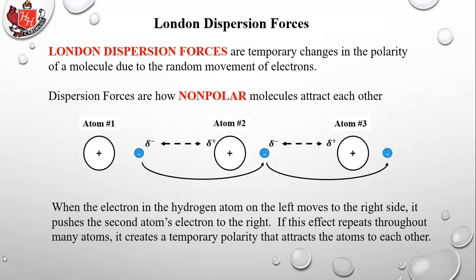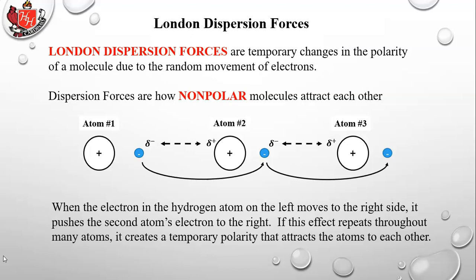So when the electron in the hydrogen atom on the left, atom number 1, moves to the right side, it pushes the second atom's electron to the right. If this effect repeats throughout many atoms, it creates a temporary polarity that attracts the atoms to each other. So now you have a bunch of atoms with weak but nonetheless positive and negative sides that are attracted to each other. The strength of London dispersion forces is a function of how many atoms you're dealing with.